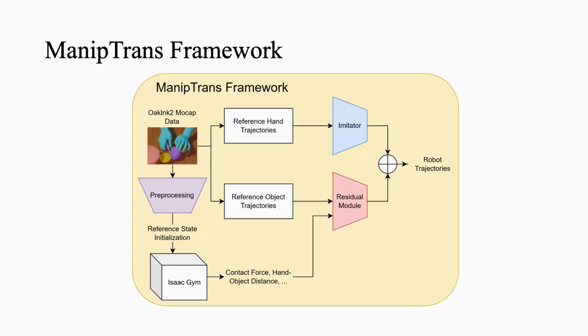Let's briefly introduce the ManipTrans framework, a two-stage reinforcement learning pipeline. ManipTrans actually has three important components: imitator, residual module, and preprocessing. For the imitator, it learns generalized human hand motion patterns. For the residual module, it focuses on hand-object interaction within one specific sequence. And for the preprocessing step, it optimizes the robot hand pose to approximate the human motion and generates the reference state initialization starting pose. So actually, this is important for the quality of residual learning.